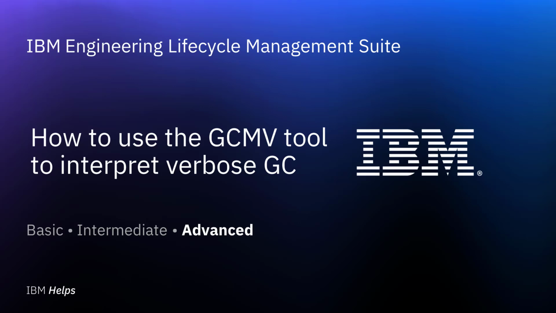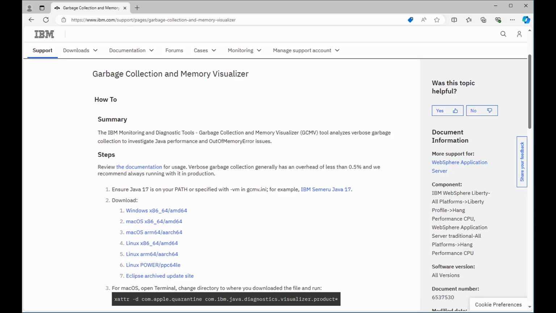In this short video, I'll show you how to use the Garbage Collection and Memory Visualizer, GCMV tool, to interpret verbose GC information collected from your server. To begin with, you need to install the Garbage Collection and Memory Visualizer, GCMV for short. The link in the description is helpful for this.